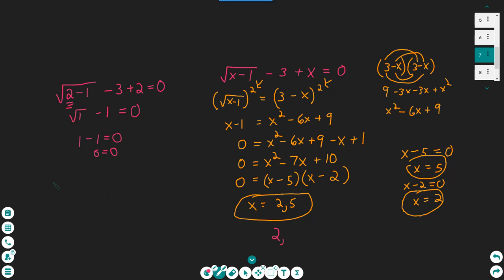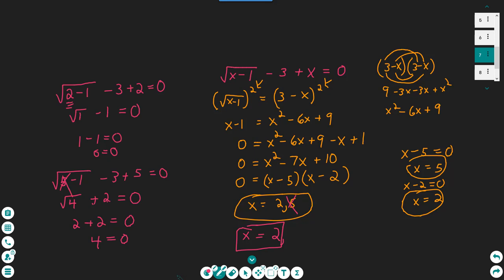What about 5, though? Let's plug him in. So we have now the square root of 5 minus 1, minus 3 plus 5 equals 0. 5 minus 1 is going to give us 4. Then we have a negative 3 plus 5 is going to be a positive 2 equals 0. Square root of 4 is 2 plus 2 does not equal 0. So therefore, the 5 does not work. So the only solution then is going to be the 2. So x has to equal 2.